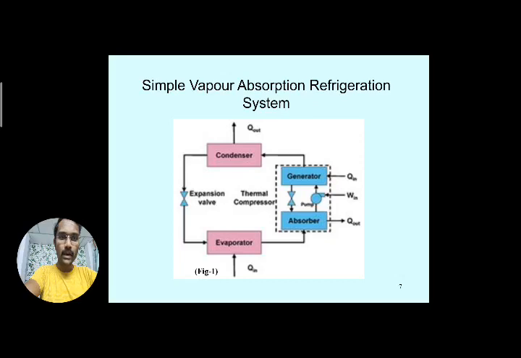Generator, absorber, and some pump and pressure reducing valves we are using. A small pump and a pressure reducing valve. So we are eliminating most of the mechanical energy here. We are using generator and absorber, replacing the compressor part. And if we observe the remaining components, the condenser is there, the expansion valve is there, the evaporator is there, and the same function will take place in all these three components.